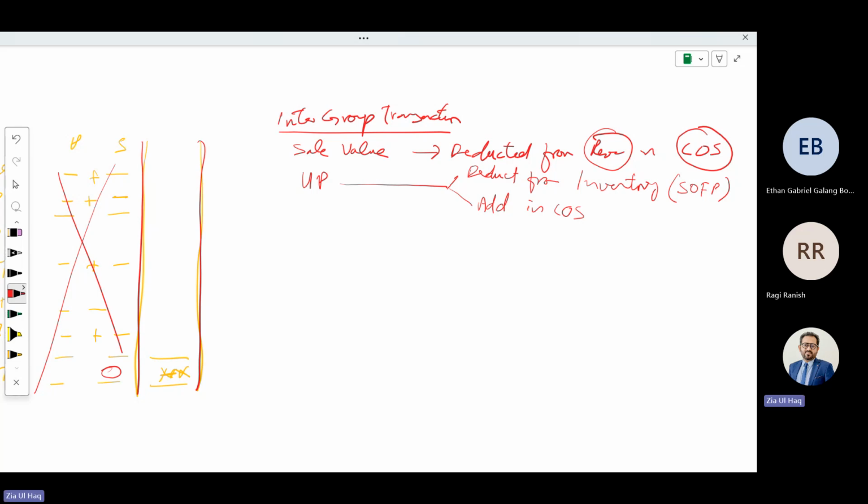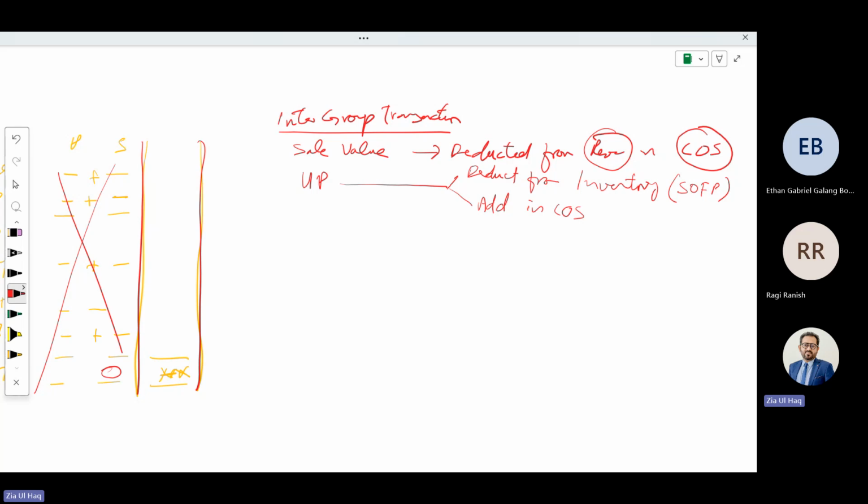So this unrealized profit part in cost of sale we need to add. Why? Because closing inventory is deducted from cost of sale. So the unrealized profit part we will add. By adding this, it will be deducted from where? From closing inventory. So in case of intergroup transactions, the sale amount we need to deduct from sales and from cost of sale, and unrealized profit we need to add to cost of sale.